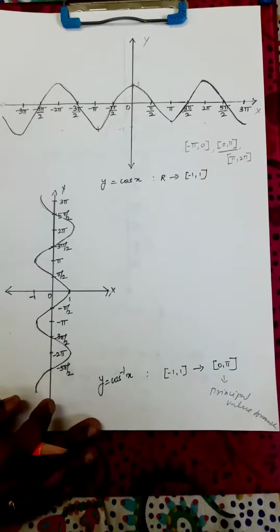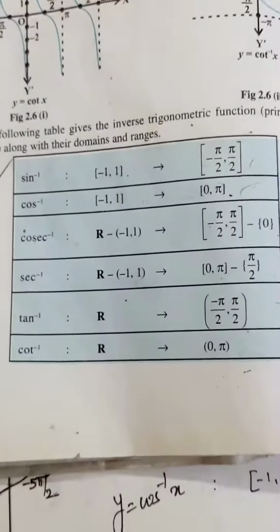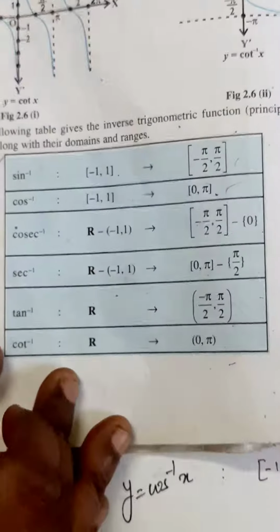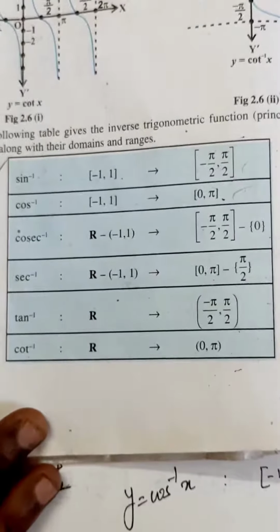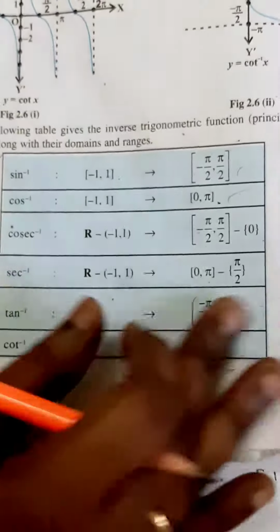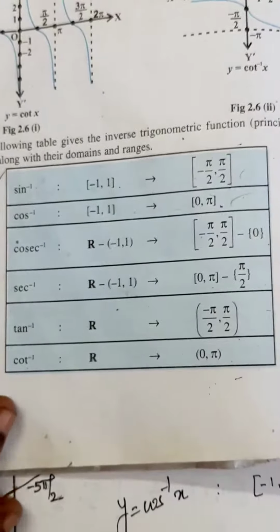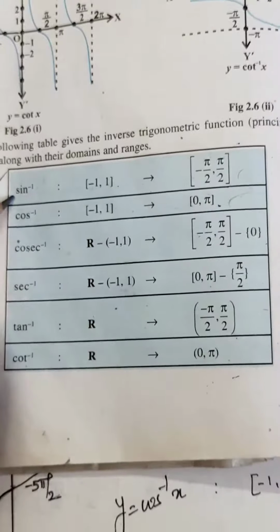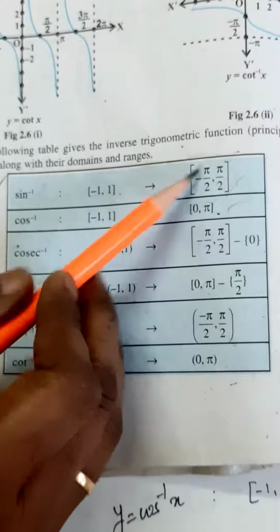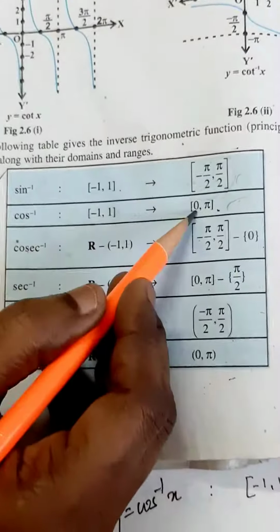Now we will see the other inverse trigonometric functions. In our textbook, page number 40, the table is given. Go through this table. As we discussed for sine and cos, just go through the graphs of the remaining trigonometric functions and their inverses. Now we will see the domain and the principal value branch for the other trigonometric functions. Already we discussed sine and cos. Sine inverse is -1 to 1 to minus pi by 2 to pi by 2. We restricted the domain. Cos inverse is -1 to 1 to 0 to pi.